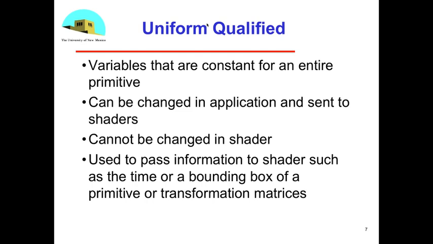Well, those are called uniform qualified variables. They're set inside of the application program and sent over to the shader, where they can't be changed within the shader. So you cannot make changes to them on a vertex by vertex basis, because you want them to be the same for the vertex. So we pass information. A typical one would be if we have some animation and what we're doing depends on the time, then we can send the time over as a uniform qualified variable, and that time will be the same for all the vertices that come from that primitive.